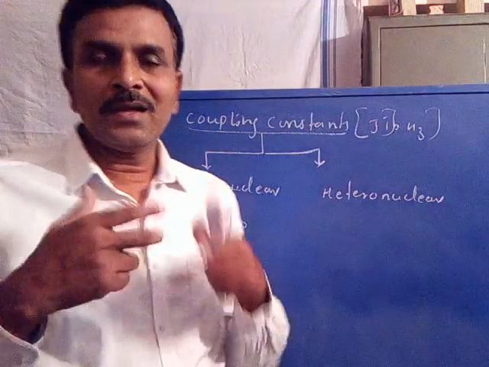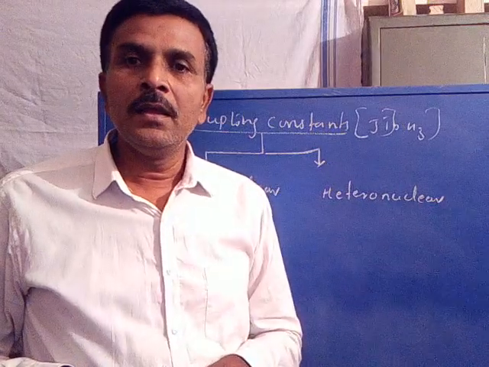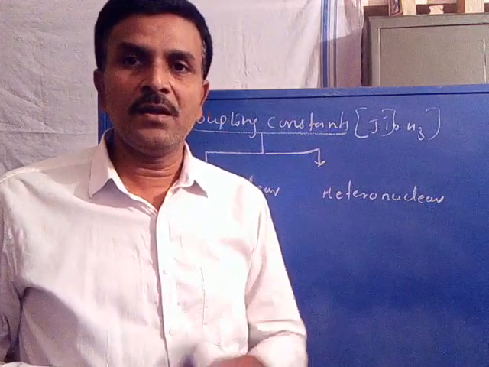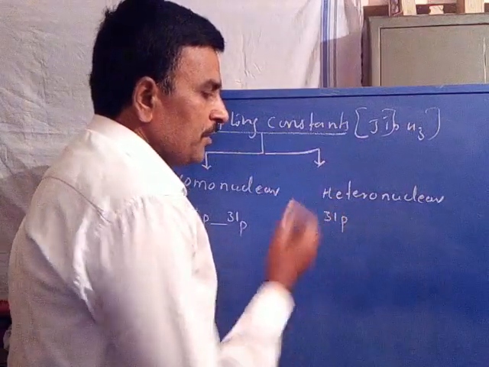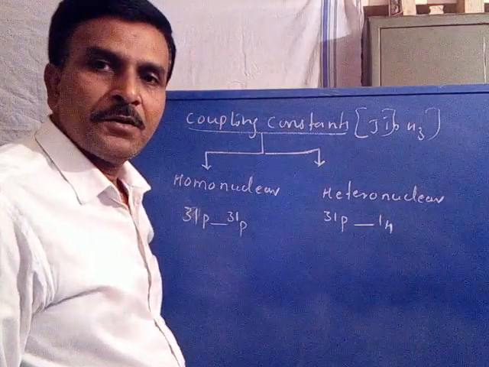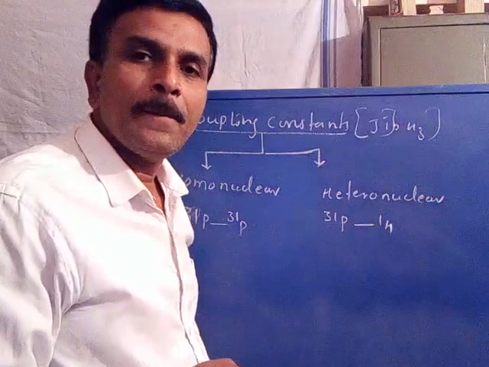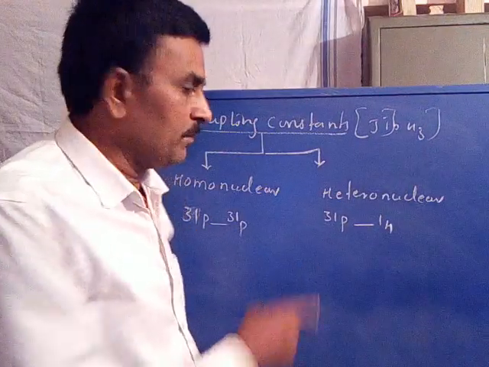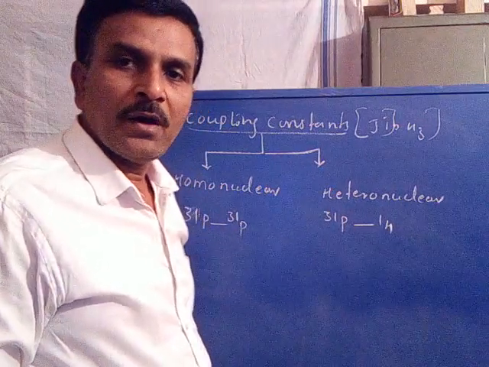That is, the coupling interaction between spin active nuclei related to dissimilar atoms, different atoms. For example, 31 phosphorus may be coupled with proton nuclei, which is also spin active, where the two nuclei interact with each other and belong to dissimilar atoms. The nucleus of phosphorus is different from the nucleus of proton.